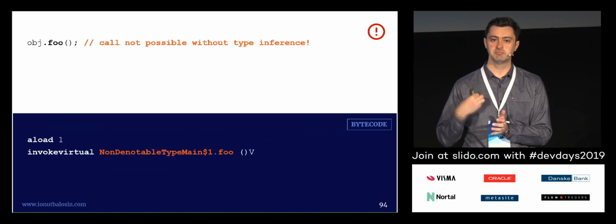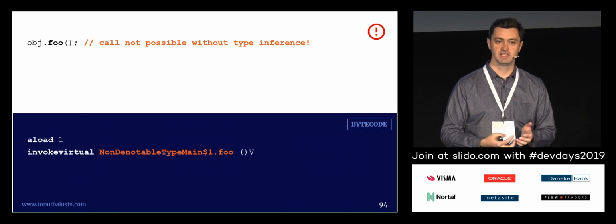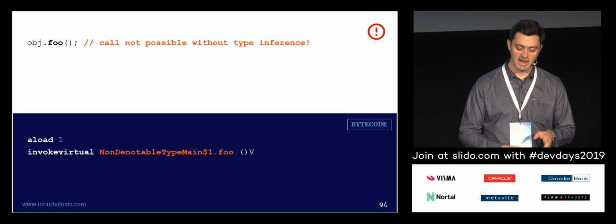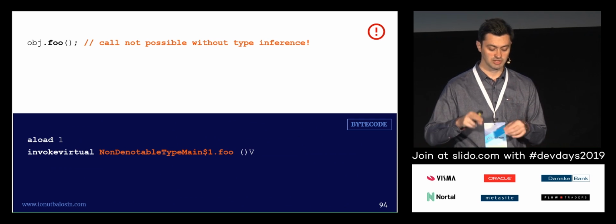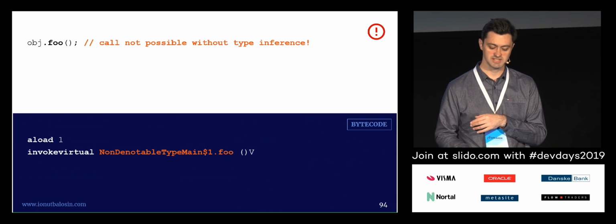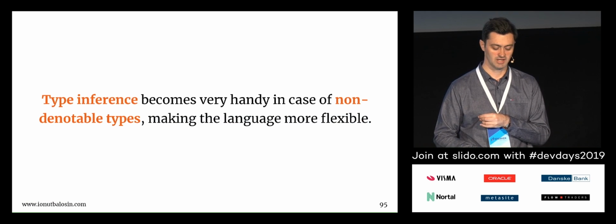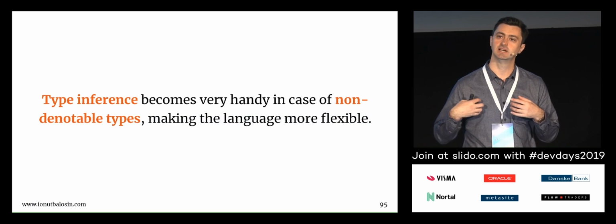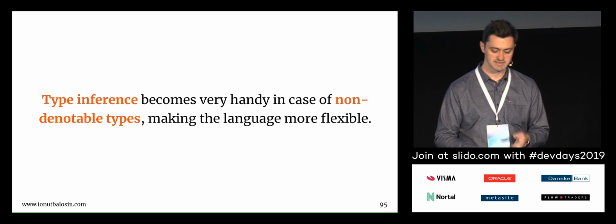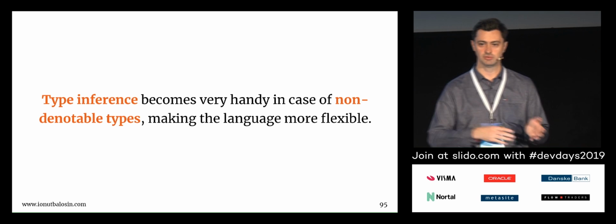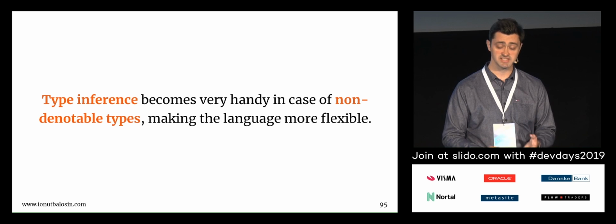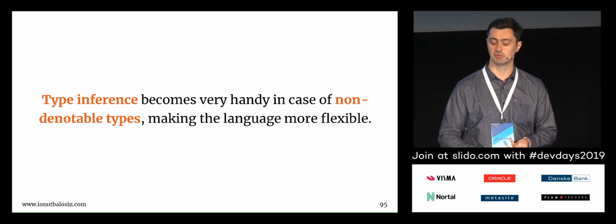Why? Because implicitly the type is inferred. If you don't use var, this call is not possible, because you cannot say I want the object to be of the non-denotable type $1, and based on this I want to call the foo method. So this is actually a very nice addition to the language. I would say, in my opinion, probably the best one. The other ones, you should be very careful with them, when to use var, because it's not always good. However, this is a real enabler of the language.